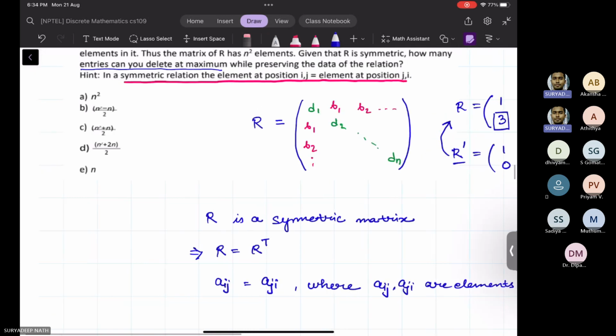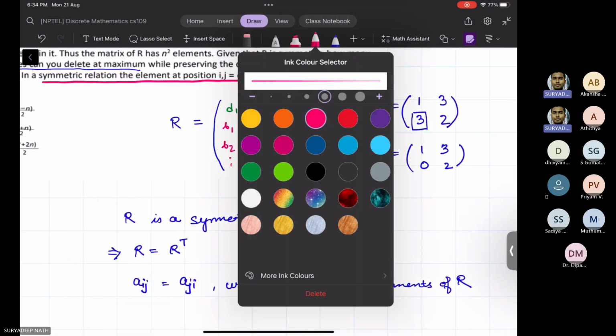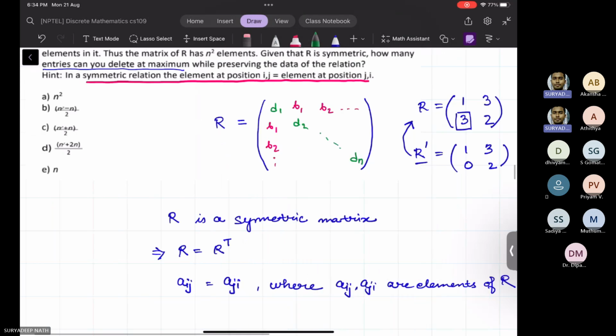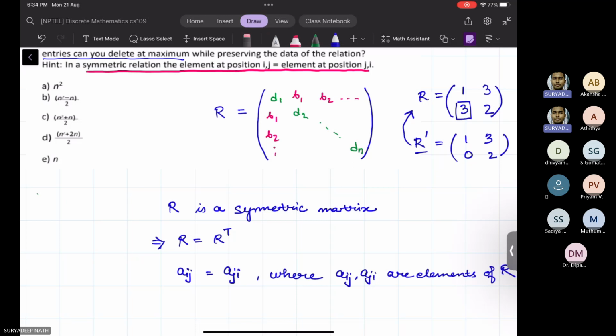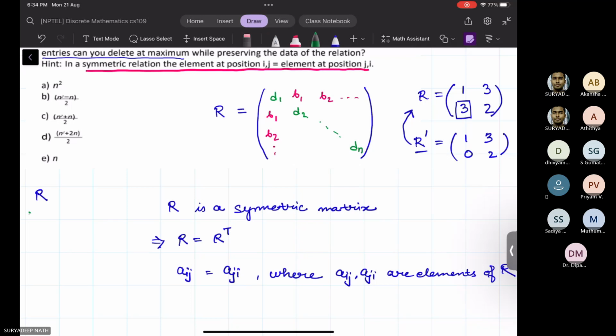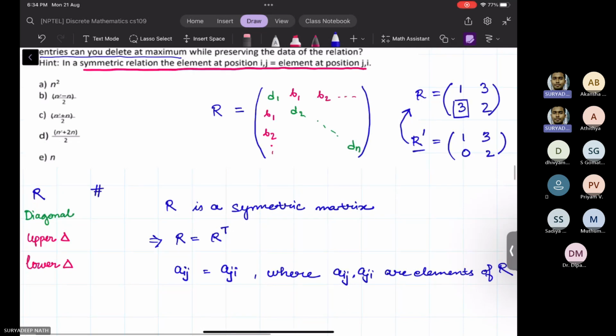So now tell me how many diagonal elements are there? Let us write it like this: the matrix R has diagonal elements, then it has upper triangular and lower triangular parts. Can anyone tell me the number of elements in the diagonal?